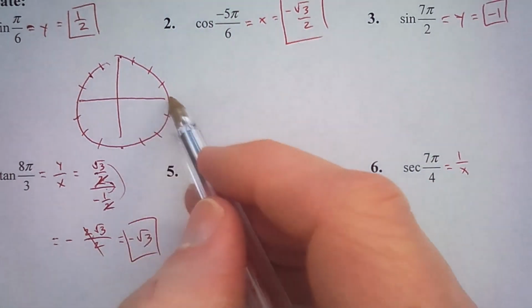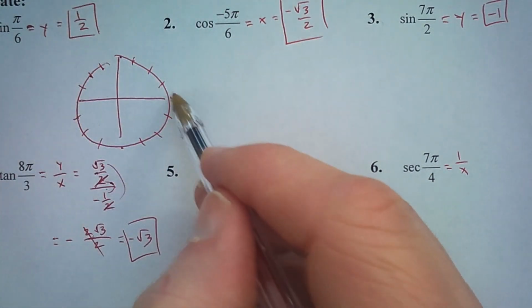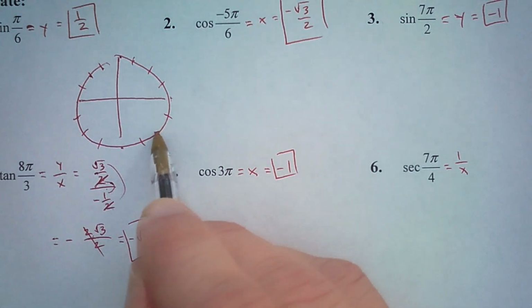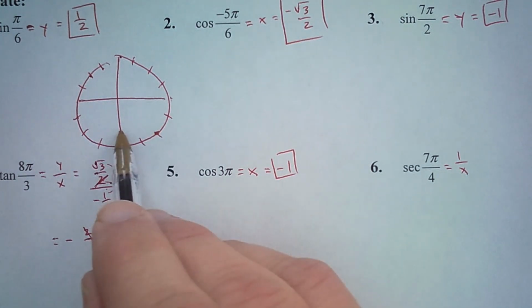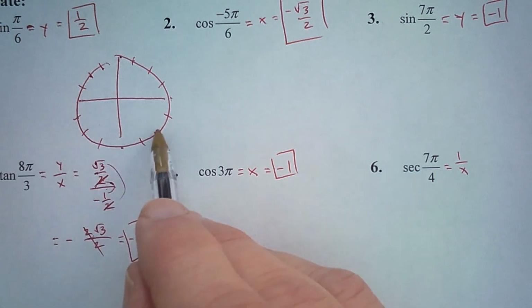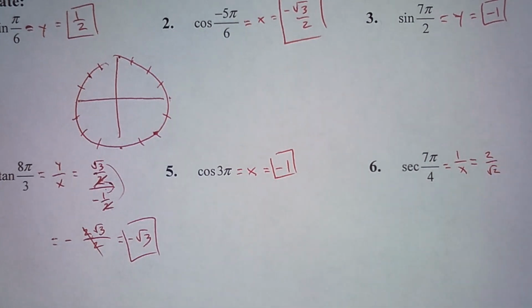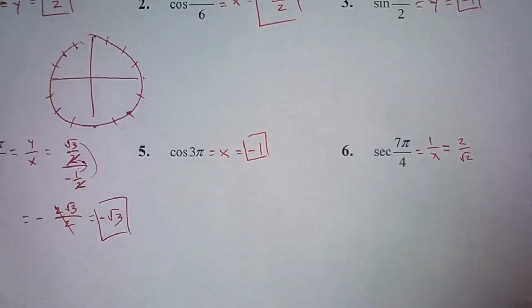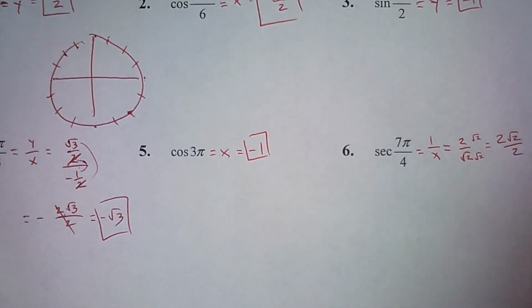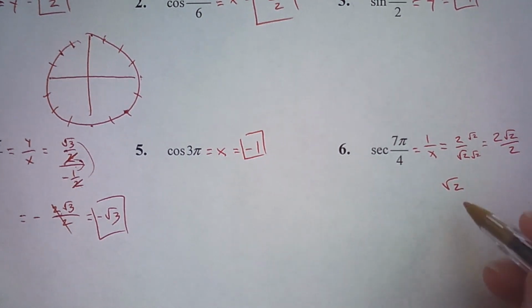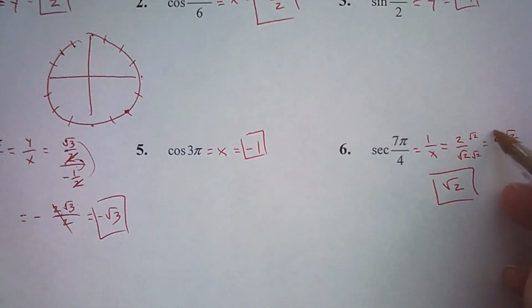At 7 pi over 4, 8 pi over 4 is all the way around, so back 1/4, we are right here. The x value here is 2 positions right. The x value is root 2 over 2. So it's the reciprocal of that, which is 2 over root 2. Okay, so we will multiply top and bottom both by root 2 and get 2 root 2 over 2, which is root 2. As those cancel.